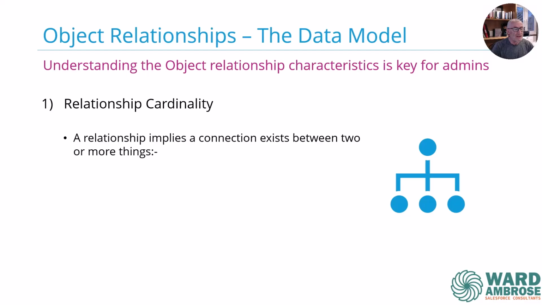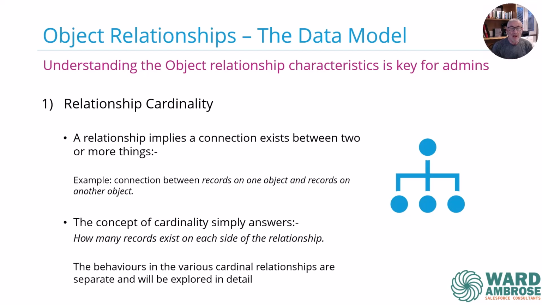Relationship cardinality is merely a concept that implies a connection exists between 2 or more things. So, for example, the connection between records on one object and records on another object. It simply answers how many records exist on each side of the relationship. The behaviors, however, of the various cardinal relationships are separate, and we'll explore them in detail.